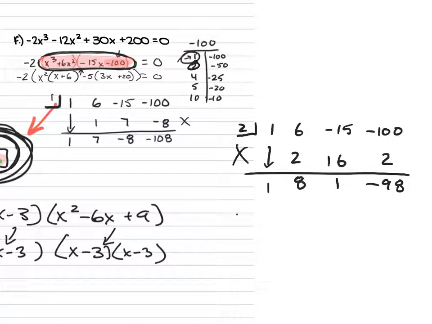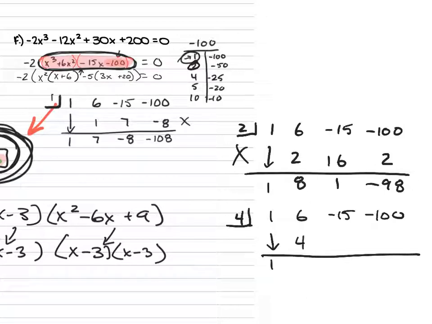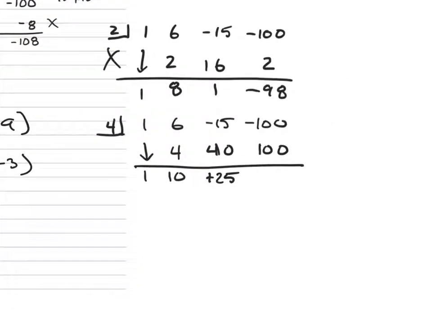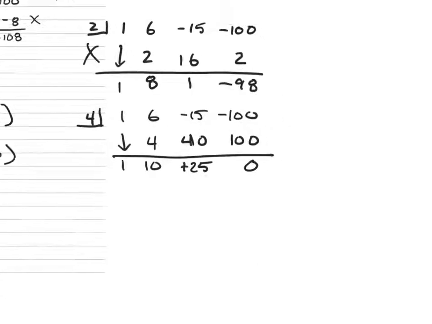What am I going to move on to next? 4. So we've got 4, and 1, 6, negative 15, negative 100, using the same numbers out front each time. 1. 4 times 1 is 4. 6 and 4 is 10. 4 times 10 is 40. Negative 15 plus 40 is a positive 25. This looks promising here. 4 times 25 is 100. What is negative 100 plus 100? 0. Amen, because now we finally got what we need.